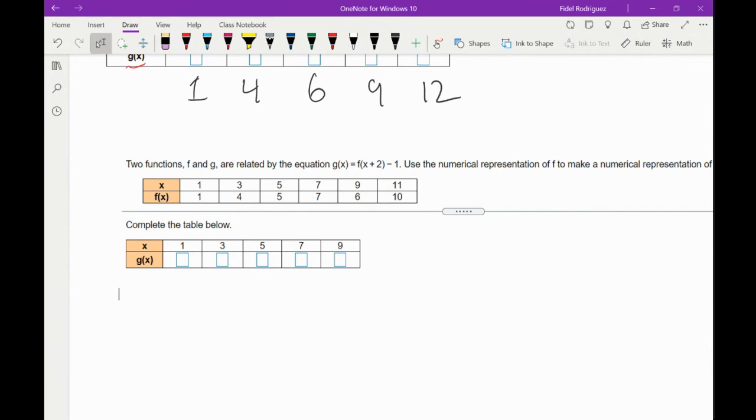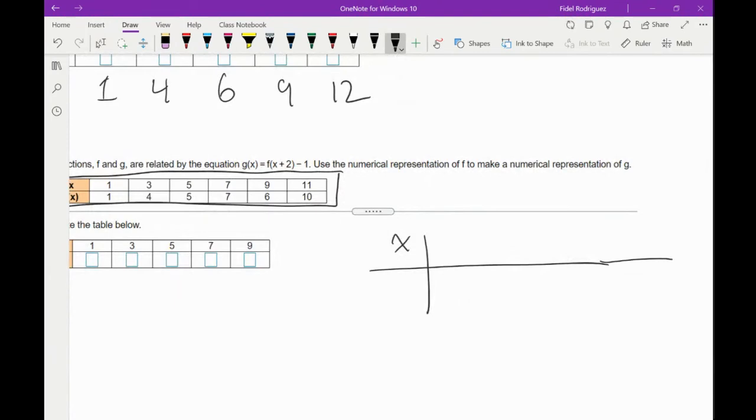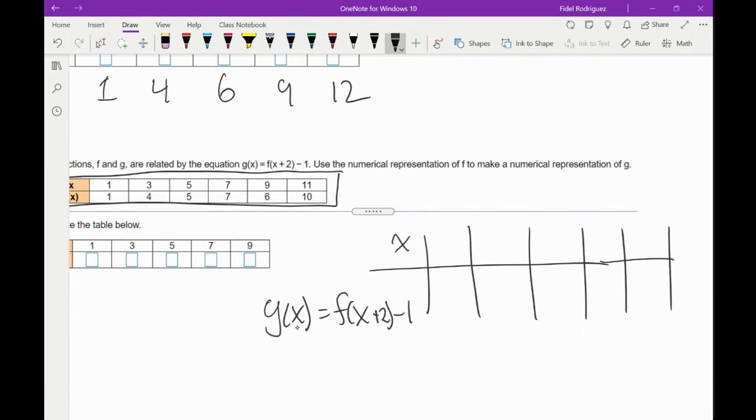So look, let's see if we can do the same thing we did before. My pen is dying on me. Here we go. Here's our table, right? I'm not even going to worry about the table that they gave me. We're going to make our own, just like we did earlier, okay? And then we have g of x, which is f of x plus 2 minus 1, right? Okay. I'm going to go one piece at a time. Plus 2 on the inside.